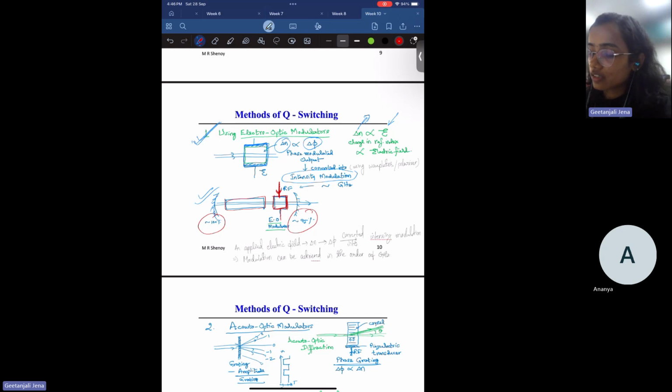So by changing, let us say we are incident with an RF frequency. When you apply an RF frequency, the refractive index of this external modulator will change. According to that, the phase will change, and according to this phase modulation, we'll see an intensity modulation of this electro-optic modulator. And the modulation we typically see is in the range of gigahertz.